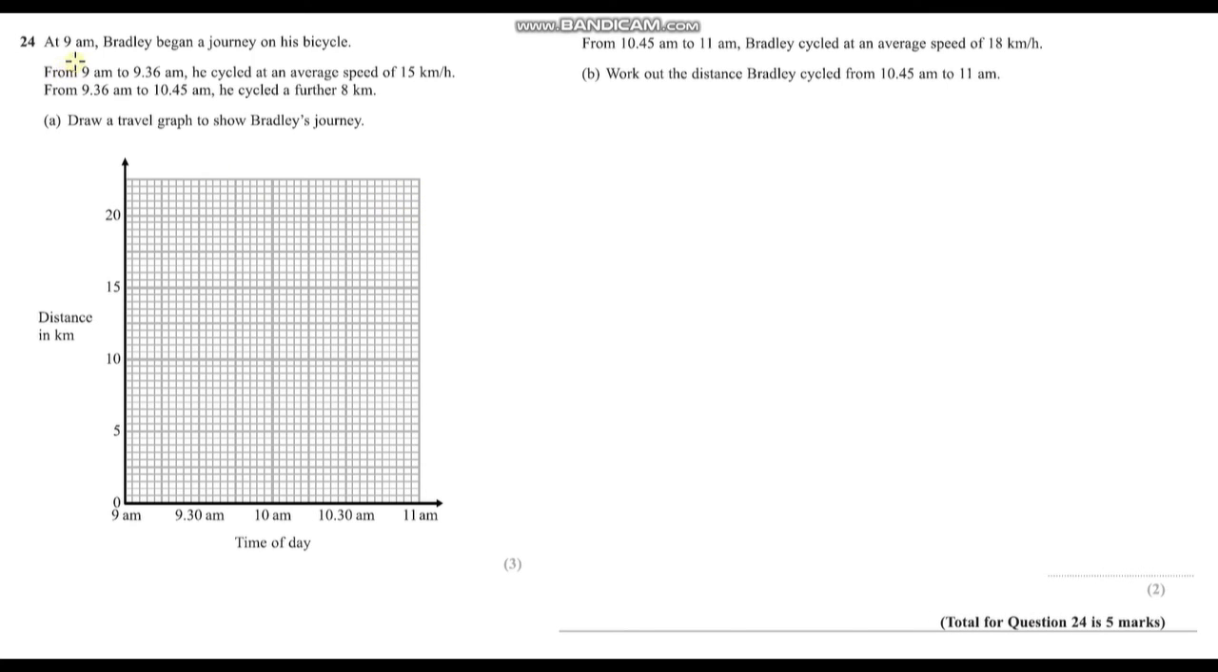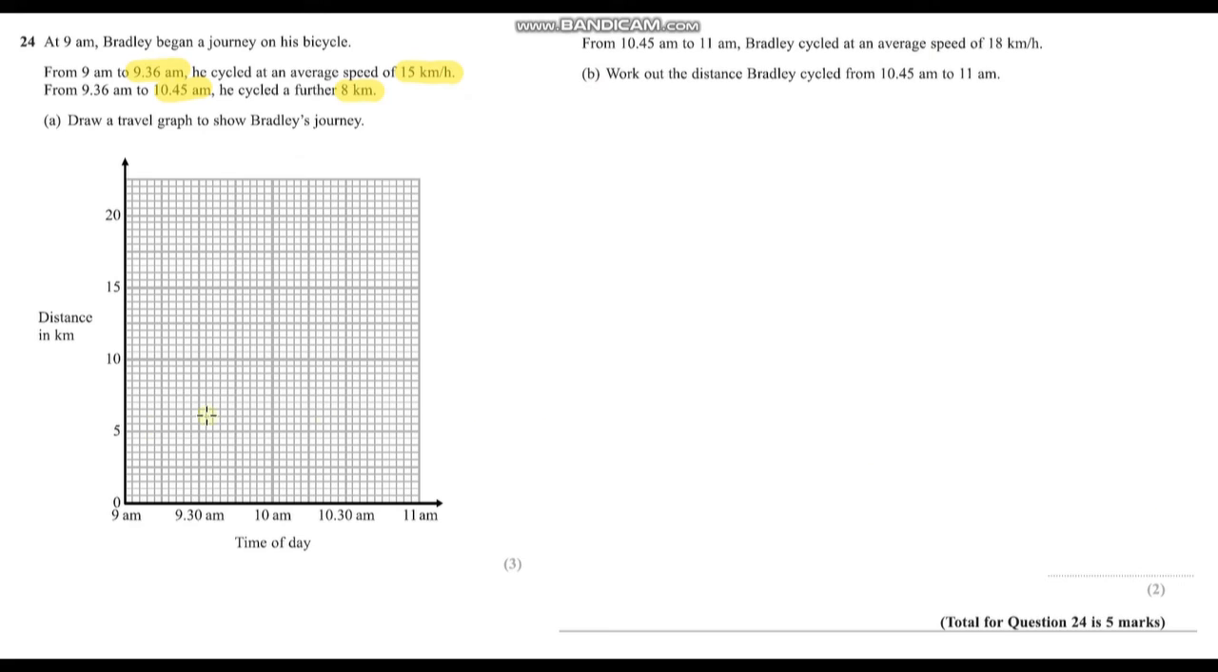Question 24. At 9 a.m., Bradley began a journey on his bicycle. From 9 a.m. to 9:36 a.m., he cycled at an average speed of 15 kilometers per hour. And then from 9:36 a.m. to 10:45 a.m., he cycled a further 8 kilometers. Draw a travel graph to show Bradley's journey.